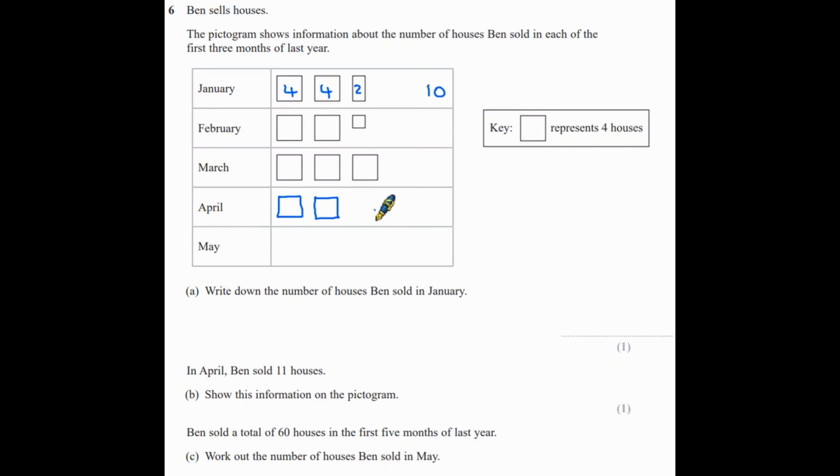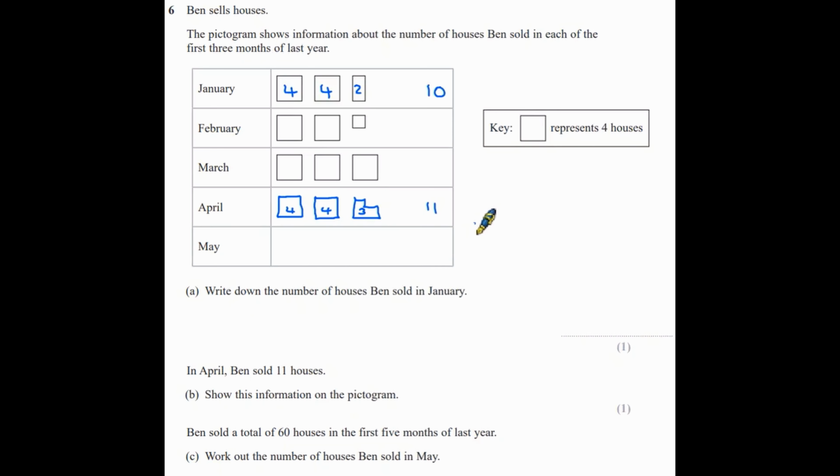Now if we look at the way this is being done, in January a half a box is 2. In February there's a quarter of a box there, which is only 1. Now I need to show 3, so to do that I'm going to have to show 3/4 of a box. So it's going to look like that. So that is 4, that is 4, that has a corner missing, so it's only 3, so altogether we have 11.